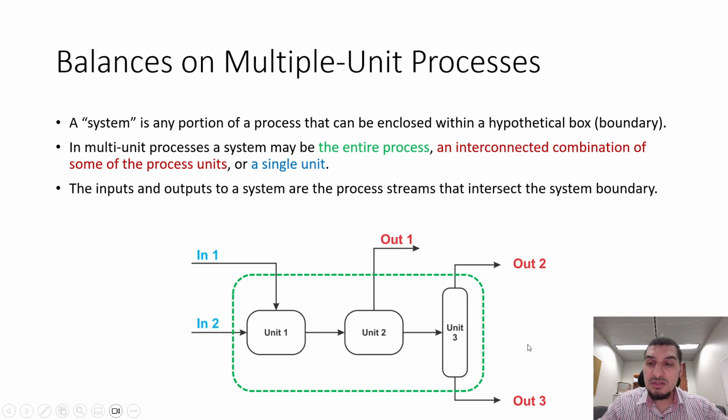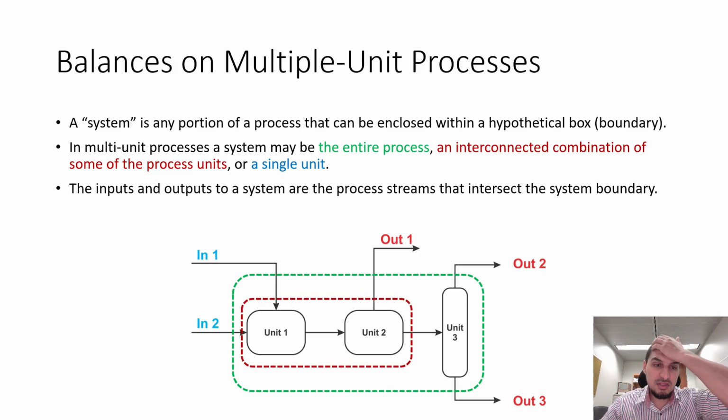Another option is to apply the balance equations on a system which is a combination of more than one unit. It's like unit one and unit two, and they have to be interconnected. So there must be a stream that goes from one unit to another. In this case, I care about these two input streams and these two output streams. I don't care about these at all. Out two and out three are not of my concern anymore. I just care about the two output streams from unit two because these are the streams that cross the boundary.